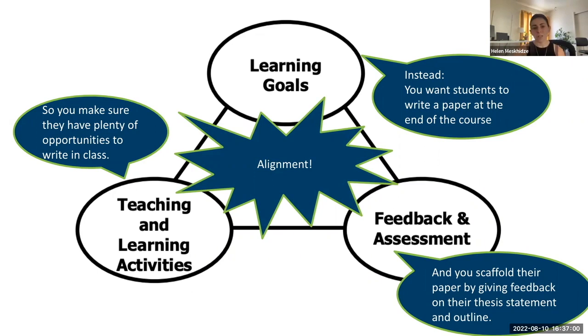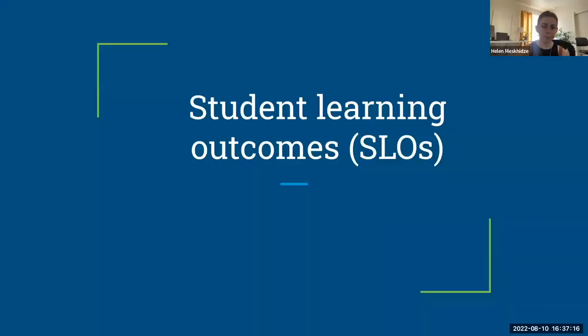Okay, so far so good. What we've been talking about so far, though, is alignment between all these components. But let's now dive deeper into what makes for a really good student learning outcome itself. How do you decide and write out these learning goals?